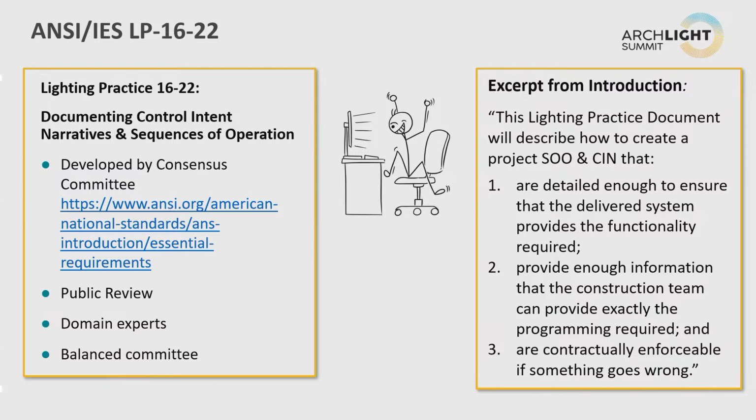So what does that mean? The American National Standards Institute, their job is to define things. That is the whole reason this group exists. And the IES is a participating organization. So that means that this book, which is called Documenting Controls Intent, Narratives, and Sequences of Operations, was developed by a consensus committee. The reason I provided this link is because if anybody wants to understand how consensus committees are put together, that's where you go to look it up.